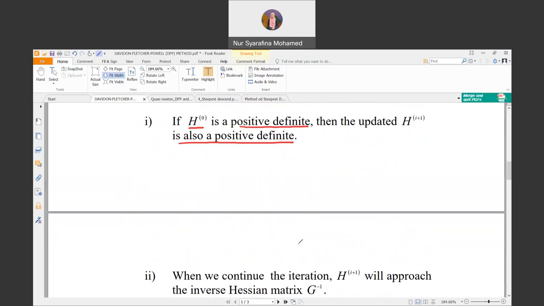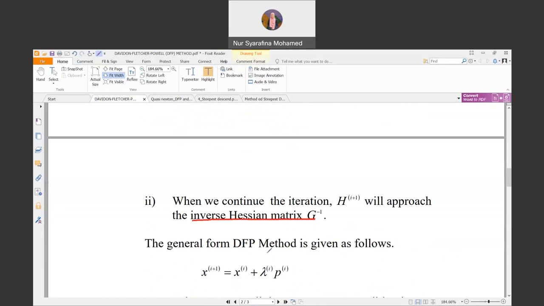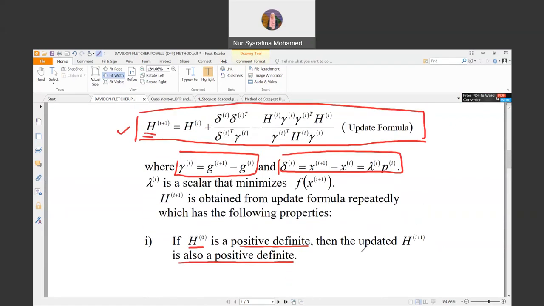And when we continue the iteration, H_{i+1} will approach the inverse Hessian. So actually, through iteration, when we update the iteration, this H is approaching the inverse Hessian matrix. So the general form of the DFP is given like this, where p_i comes from here.